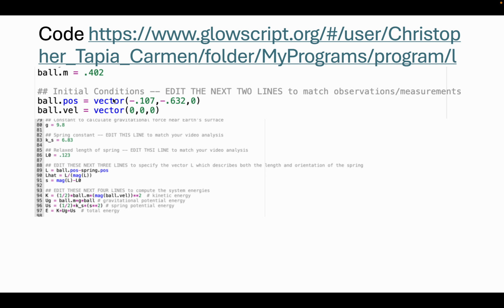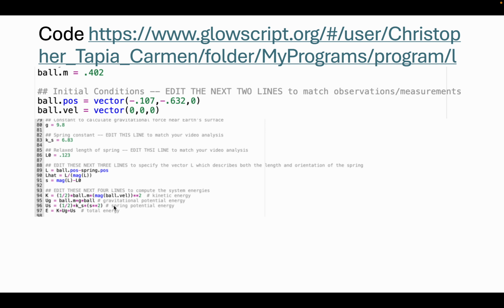So let's start with the code. The position vector was found by just using our tracker information. G is 9.8 by default. The constant of the spring we solved beforehand. L naught we solved beforehand as well. L is just the ball dot position minus spring dot position. L hat, I wrote it out, and then S is just the magnitude of L minus L naught, like the absolute value basically.